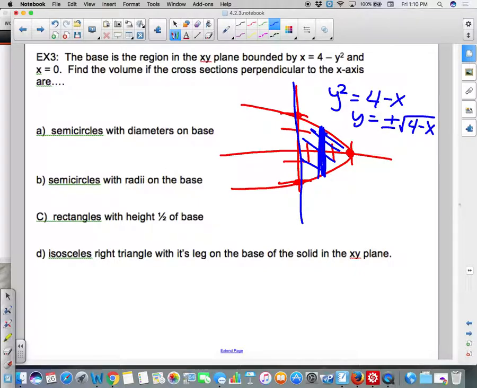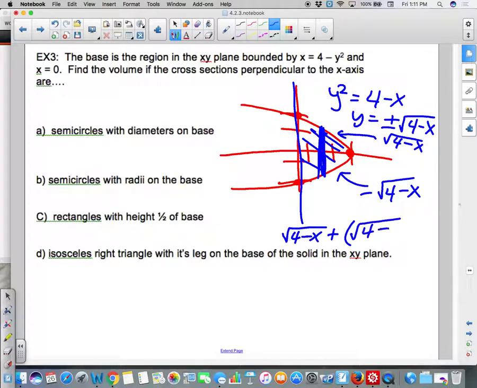Why did I get plus or minus? Okay, this is the positive curve right here. It's root 4 minus x. And this is the negative curve, right? So the distance between them is top minus bottom, right? So the length of that side would be root 4 minus x minus negative root 4 minus x. So in other words, twice root 4 minus x. Yeah, because they're both the same, right? Makes perfect sense.